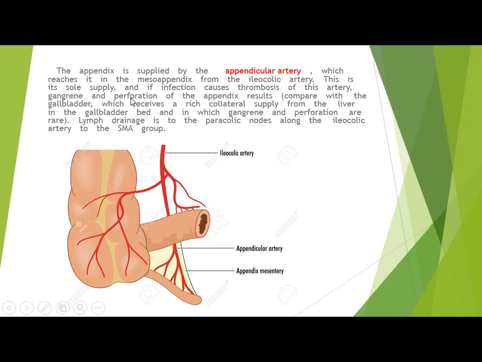The arterial supply of the appendix is from the appendicular artery, which is a branch of the iliocolic artery. This is the appendicular artery, which comes from the iliocolic artery and runs in the mesentery of the appendix. The mesentery of the appendix is a continuation of the mesentery of the small intestine. In case of infection of the appendix, when it causes infarction and ischemia of the appendicular artery, there will be gangrene of the appendix. This is unlike the gallbladder, because the gallbladder has a rich collateral supply from the liver, and gangrene does not occur, except in rare cases.